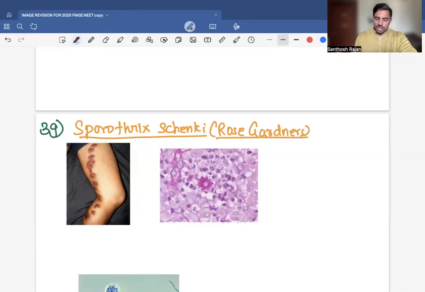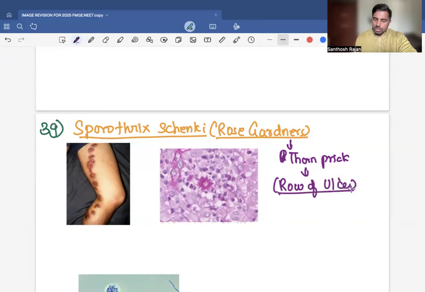So now what happened here? First of all, it's along the lymphatics. So the first feature itself is a rose gardener. Because of what happened? Thorn prick. He gets the thorn prick. When he gets a thorn prick, automatically it ends in a row of ulcers. That is totally fine. But what are other things important for a rose gardener? It's usually the Himalayan region we say.